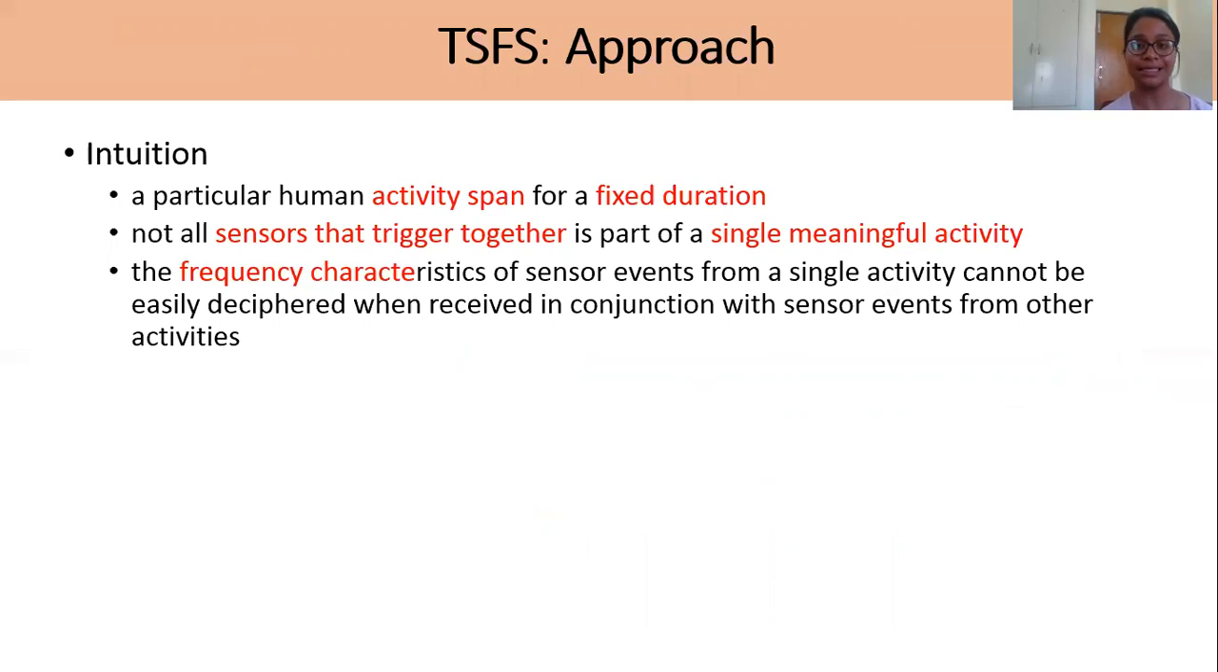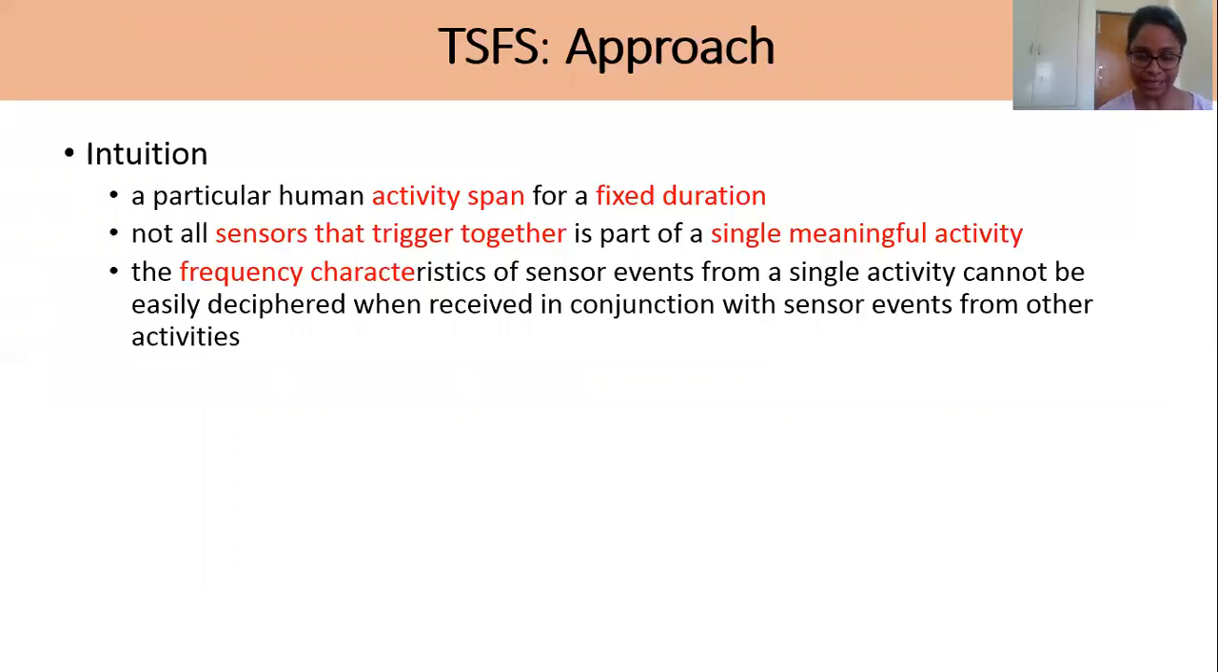So we have basically three main intuitions. The first intuition is that a particular human activity spans a fixed duration. So there's a temporal bound to activities. The next is that not all sensors that trigger together are part of a single meaningful activity. And the third is that the frequency characteristics are very different when more than one activity is getting multiplexed.